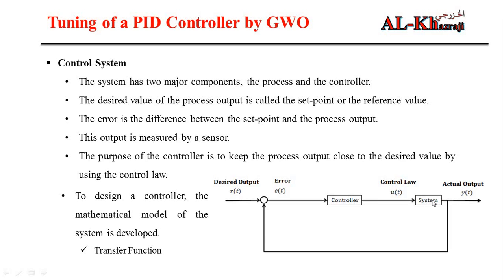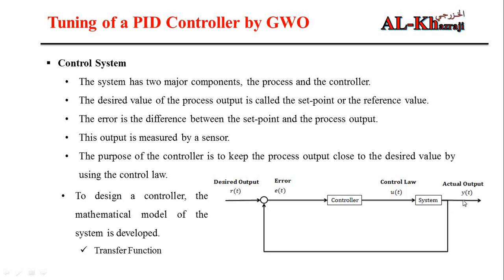And we said that if you have the system and you have the transfer function of the system, this is the actual output of the system, which is y of t, and this is your desired output or the set point or the reference value that your system should follow. Now the error goes to the controller, and the controller generates the control law U, which makes the system perform as we would like. And this is the feedback control system.